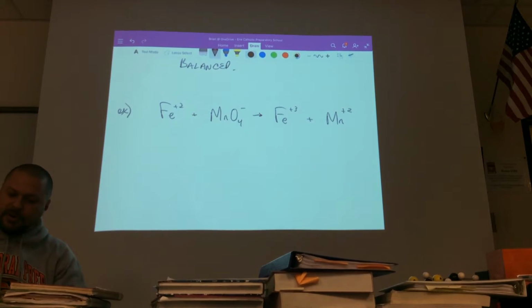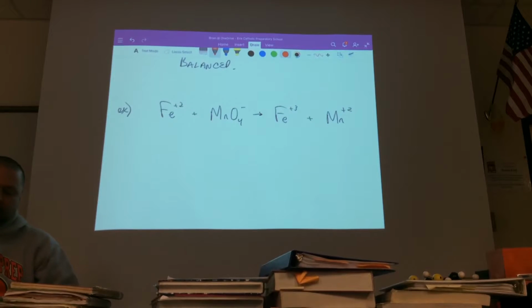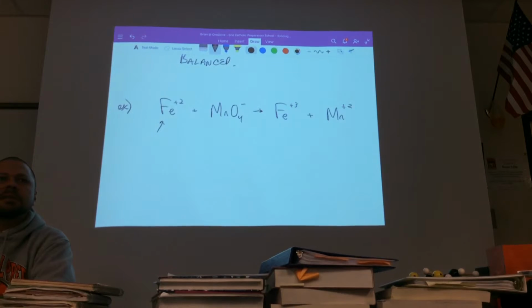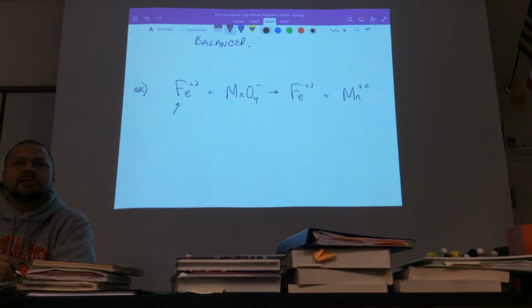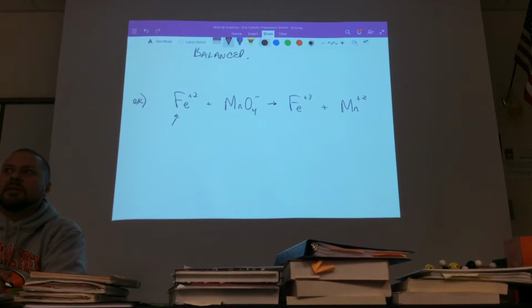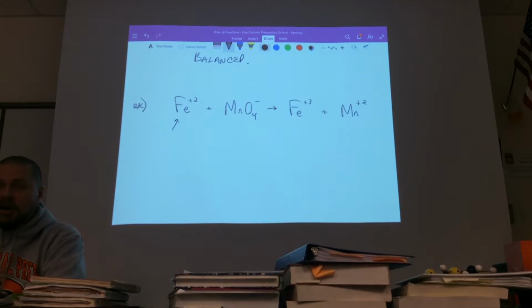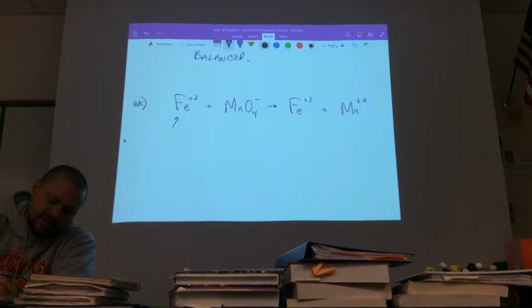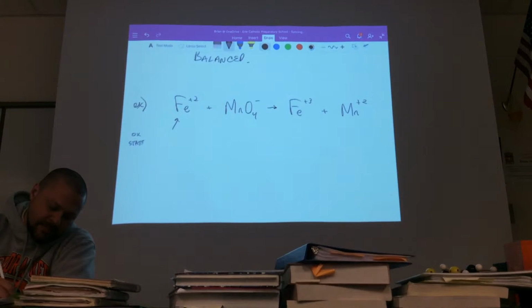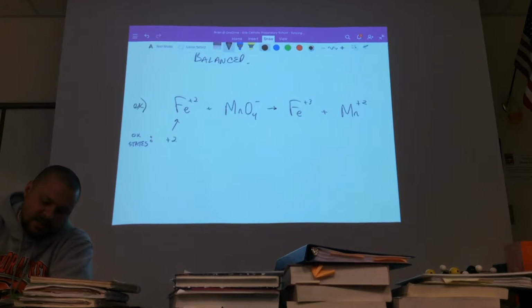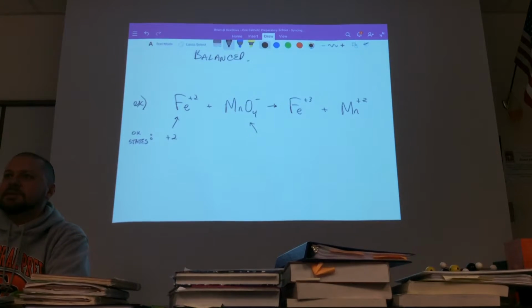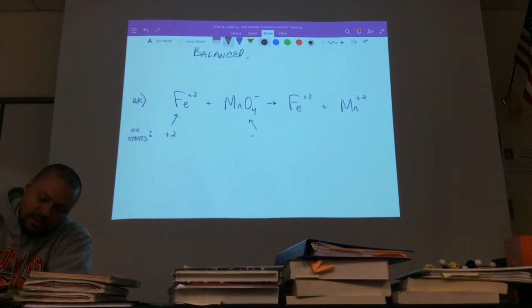So what we're going to do first is identify our oxidation states so we can figure out what's going on here. What would the oxidation state for Fe +2 be? Plus 2. It's a monoatomic ion, so it's equal to its charge. So I'll put down here, ox states. This is going to be plus 2. We've got a rule for oxygen in its compounds: it's got to be negative 2.